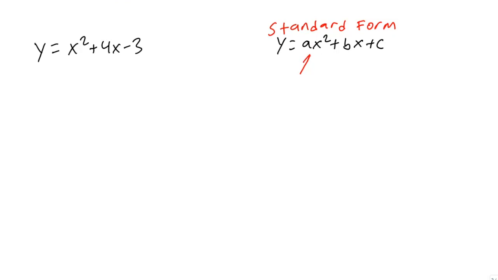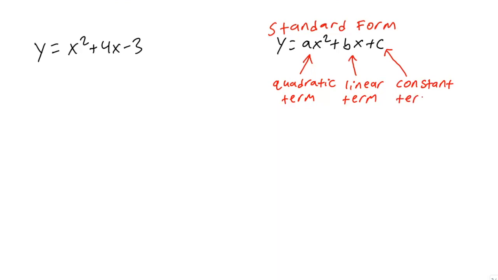So in standard form, we have the first term, which is ax squared. That's known as the quadratic term. We have bx, which is known as the linear term. And we have c, which is known as the constant term. That's the term that's at the end by itself, no variables around it. We call it constant because it doesn't change. No matter what the variables are, the c doesn't change. It's constant.